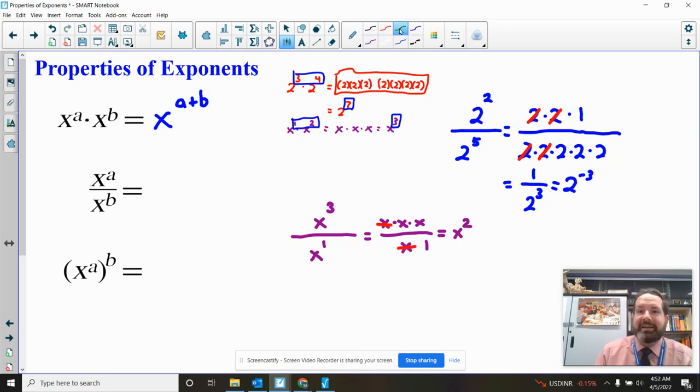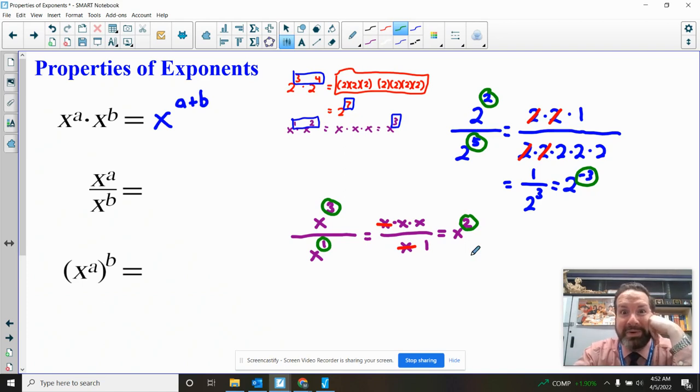Here's what we want to try and find. Is there a way to take the exponents you start with and get the exponent you end with? Can you take the exponents you start with and get the exponent you end with without having to do that middle step?